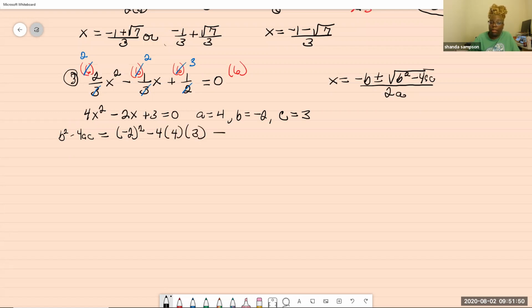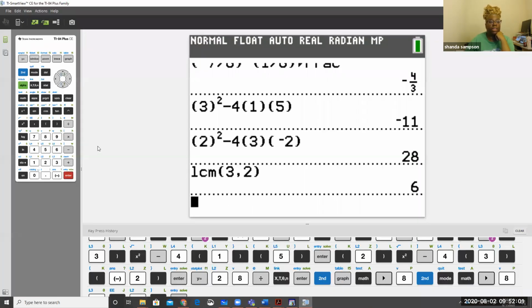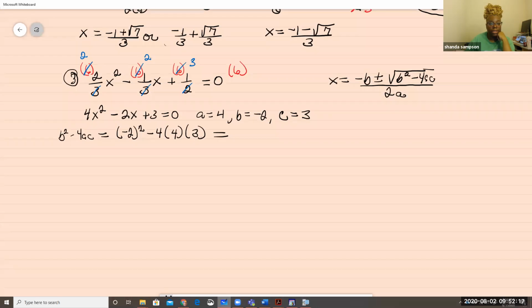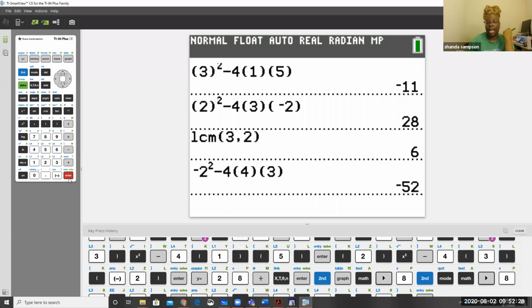Now remember, on the last problems I told you I always put it in parentheses. Well, let's check this out if I did not put the number in parentheses. If you were just sitting there and you said, oh, -2, and make sure it's not a minus, you type -2 squared minus 4, and what was A and C? 4, 3. Now, if I put this in, look what I get. This is not the correct answer.